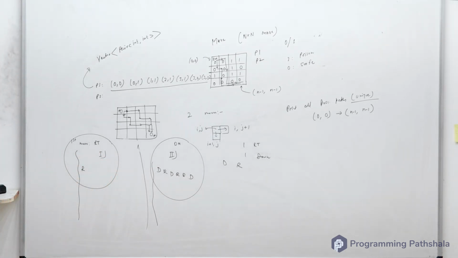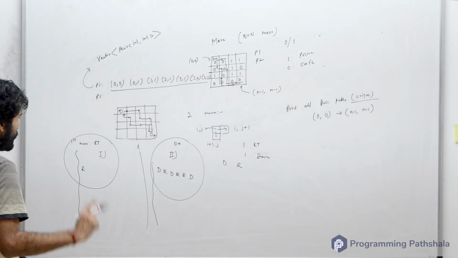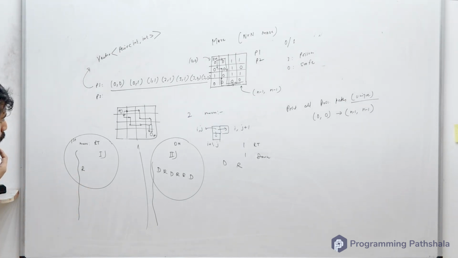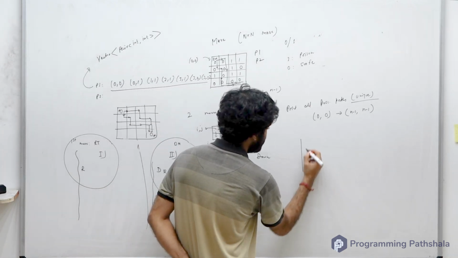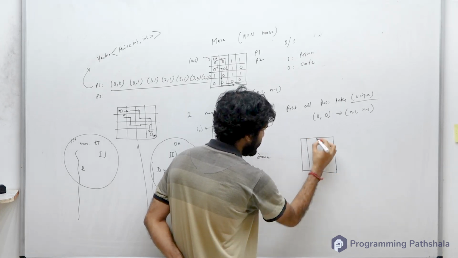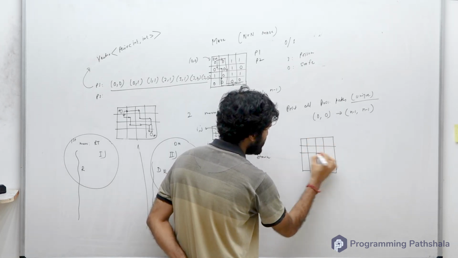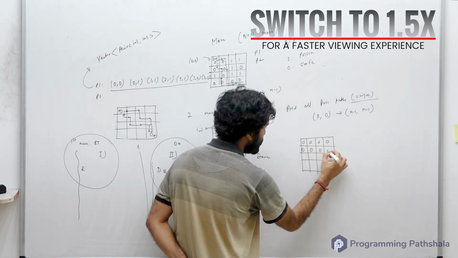Now let us understand, how do I get that done? For that, listen to one thing very carefully. Try to understand this thing first. To make things simple, initially I am considering a maze where all the cells are safe to travel. All the cells are safe to travel means all the cells are going to be 0.